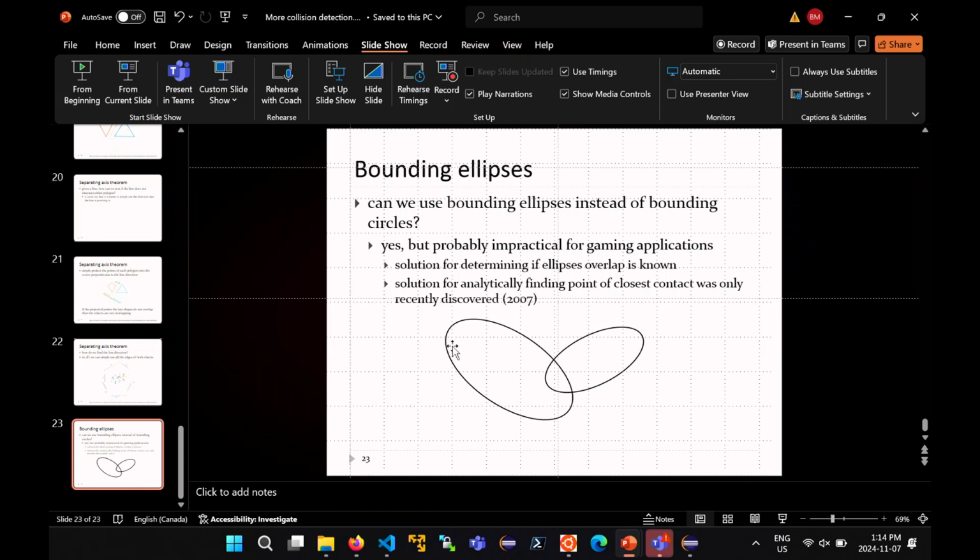And so in 2D, if you want to, in principle, you can use bounding ellipses. It's probably not practical. In 3D, you would want to use bounding ellipsoids. There, it's known there is no way to calculate the point of closest approach analytically. Right? It's the roots of a 6th order polynomial. There is no general equation that gives you the roots of a 6th order polynomial. And so bounding ellipsoids, probably not using them, at least not for video game purposes.